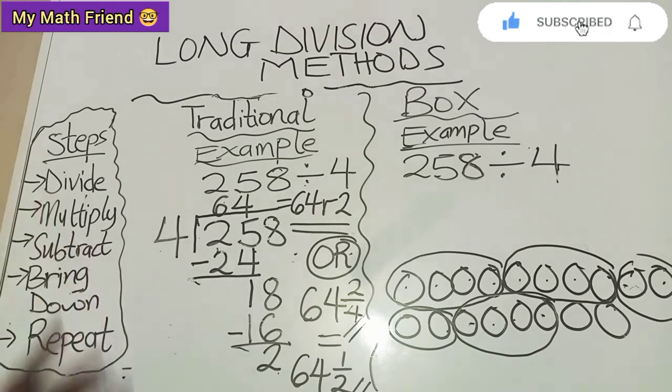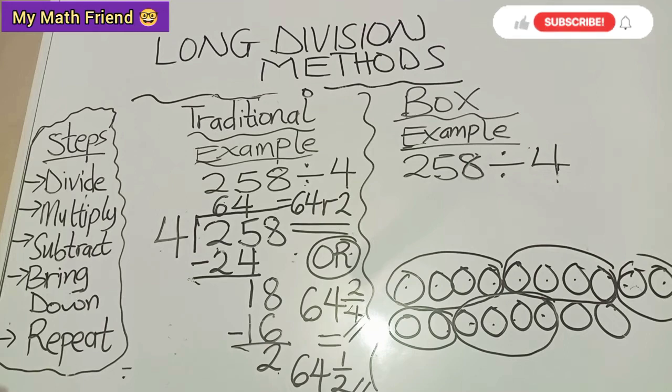Okay, so that is the traditional method. This is what we are used to. Very well. Now let's look at the other method, the box method. The box method. Great.